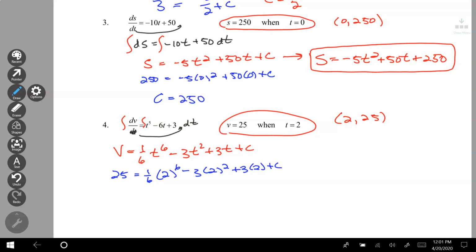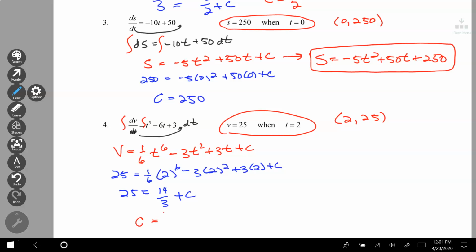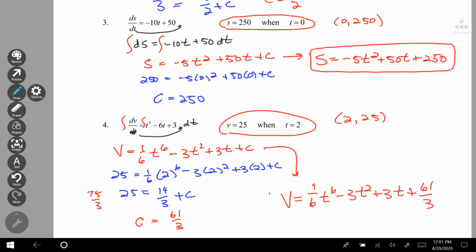If I do all this, I get 25 is equal to 14 over 3 plus c. And when I'm done, I get c is equal to, well, that's 75 over 3 minus 14 over 3, I get 61 over 3. So I can rewrite this equation as v equals 1 over 6 t to the 6 minus 3t squared plus 3t plus 61 over 3. That is the antiderivative of that problem.